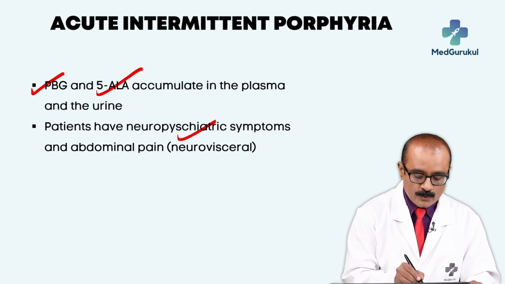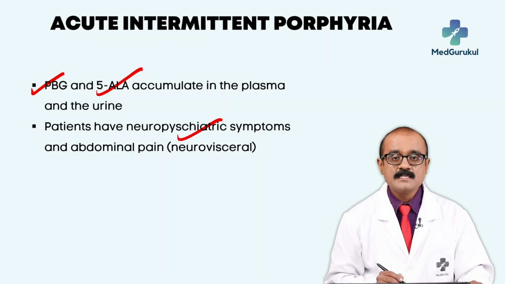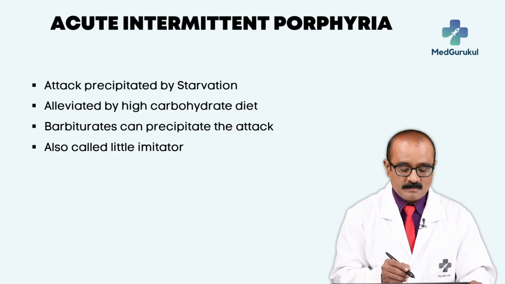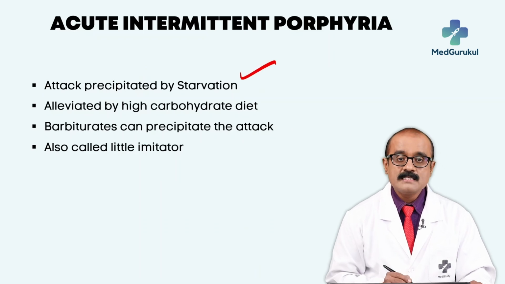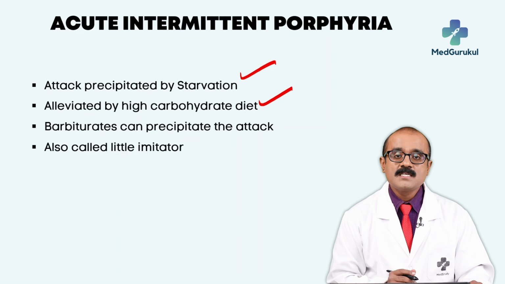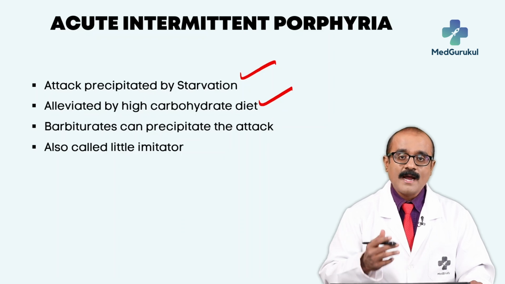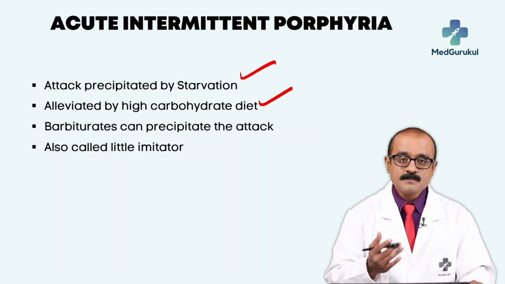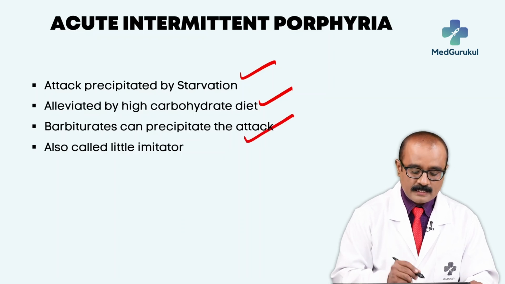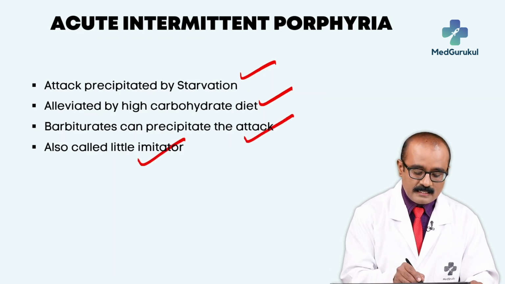Patients usually have neuropsychiatric symptoms and majorly abdominal symptoms. Acute attacks are majorly precipitated by starvation. It is alleviated, that means relieved, by a high carbohydrate diet. So, if a patient with porphyria comes, and a high dose of glucose is given, the symptoms usually subside. Barbiturate treatment can precipitate the attack. It is also called the little imitator.